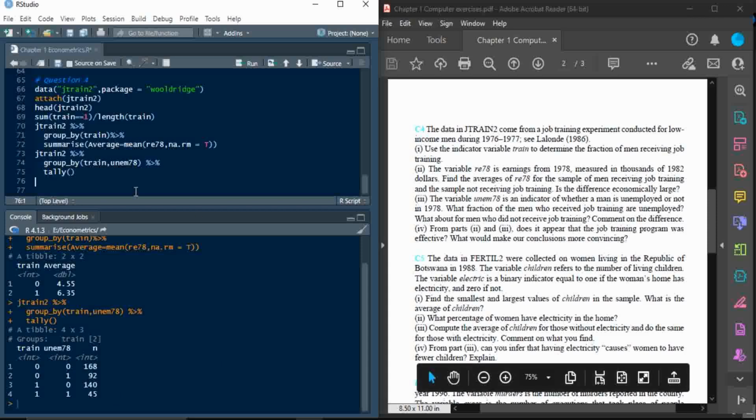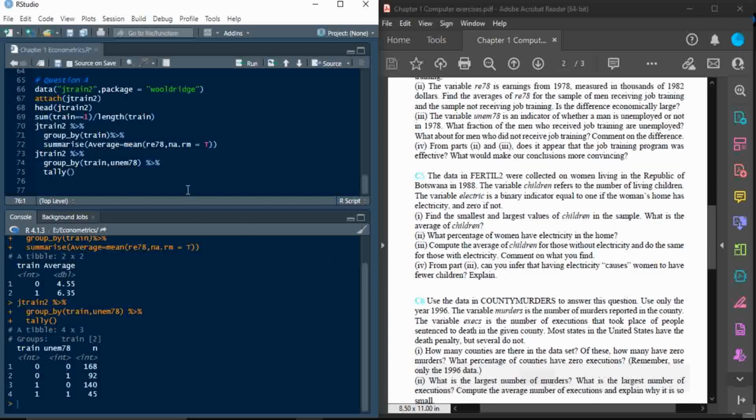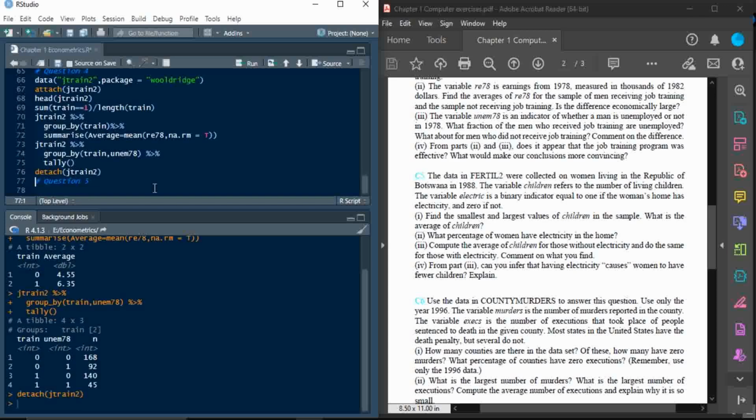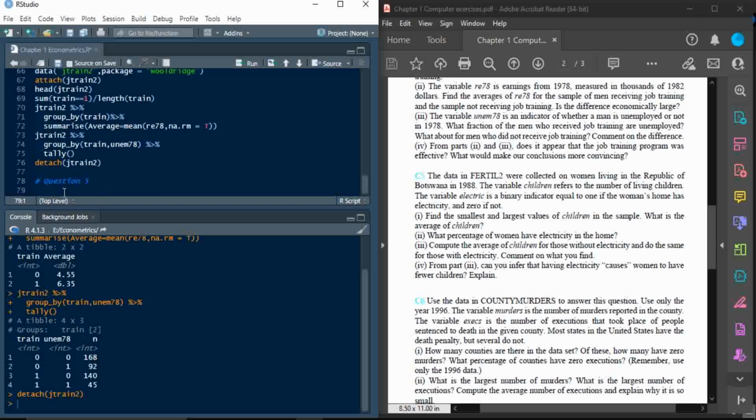Now let's move on to the next question, the fifth question. Again, remember to detach the dataset once its work has been done. Now the fifth question utilizes data set Fertile2.